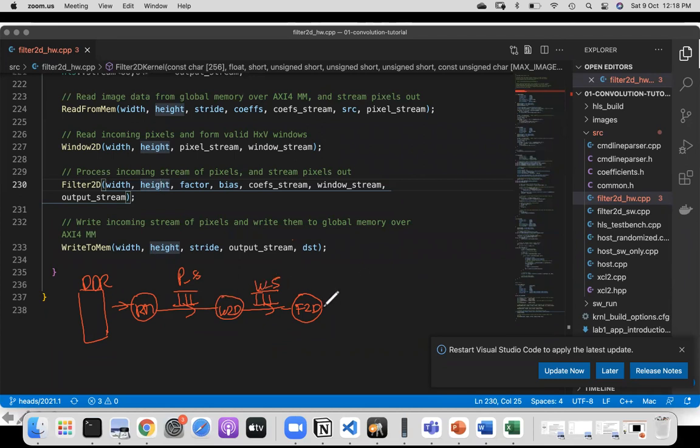And this filter 2D is where the actual computation is happening. Then it outputs the data into the output stream. This is O_S, the output stream FIFO. And then there is one more module, the write to mem module. This is the read module. This is the write module. And then this writes to DDR memory. So this is called an image processing pipeline.